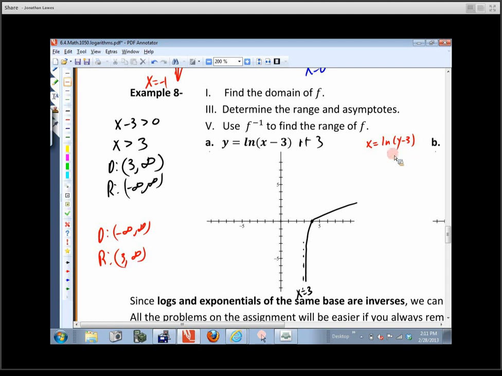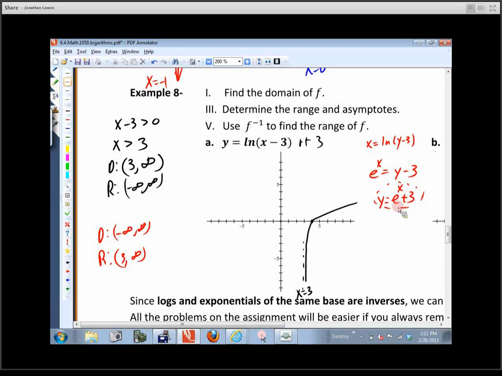So if I'm going to find the inverse, what form is this in right now? Logarithmic form. If it's in logarithmic form and we can't figure it out, write it in exponential form. So what's the base? E. What's the exponent? X. And what does it equal? Y minus 3. So if I get that by itself, it would be y equals e to the x plus 3. You with me there?